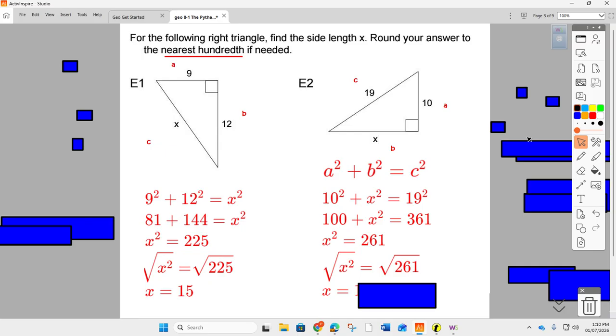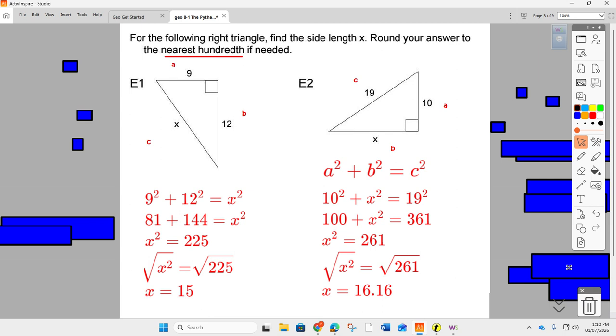The number to the right of that is a 5. If it's 5 or greater, then that 5 that we're rounding to will go up to a 6. If it's less than 5, it stays where it is. So ours is going to round to 16.16. Okay?